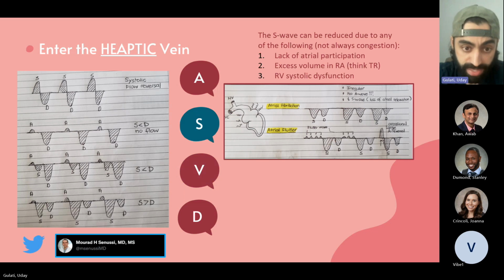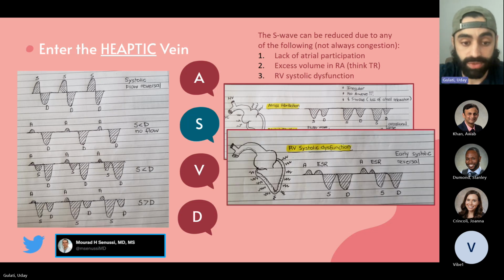So there are some caveats to this. You may not be able to see the A waves, meaning that atrial contraction. A common scenario where you won't see the A waves is if you're in AFib. So because it's going like this, you won't see that A wave. You'll just see little blips.